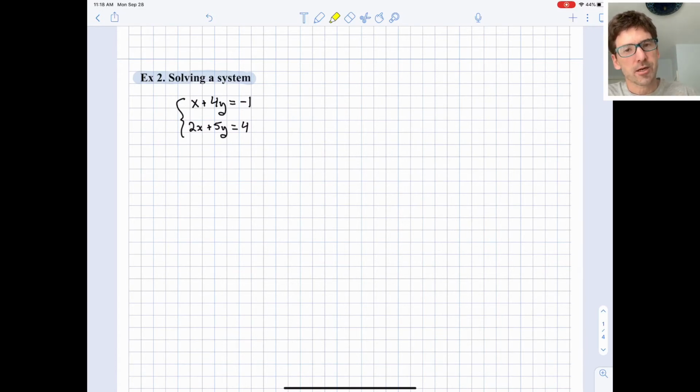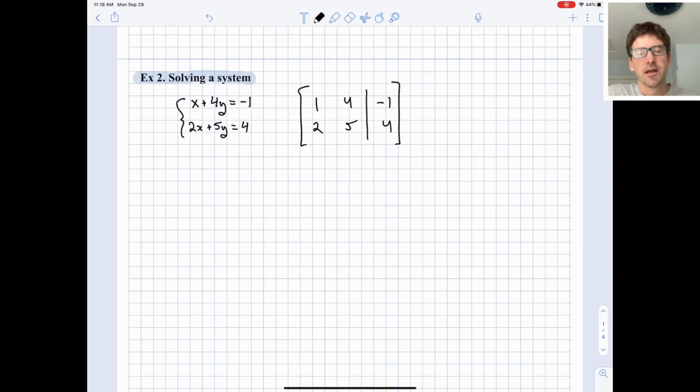First, what we're going to do is write the system of equations as a matrix. So 1, 4, -1, and 2, 5, 4, a vertical bar to keep us remembering that there's an equal sign in there, and then a couple square brackets to help us remember that it's a matrix. Okay, so the first thing we're going to do is multiply row 1 by -2, and then add it to row 2. And then we're going to replace row 2 with the sum.